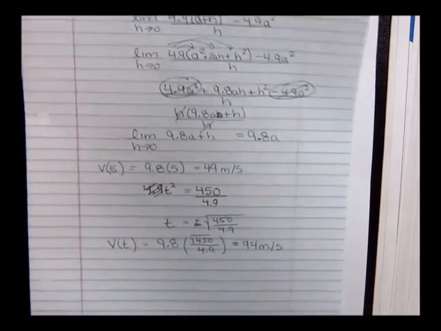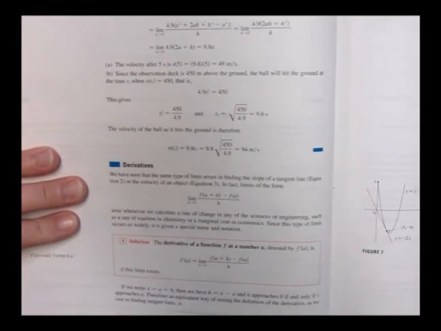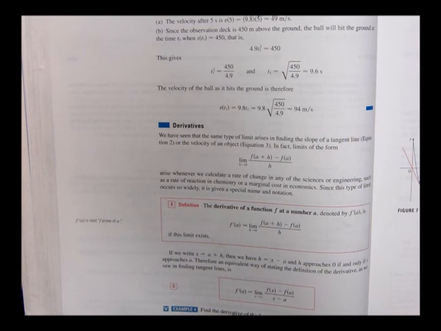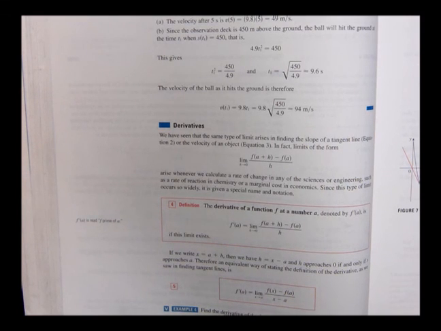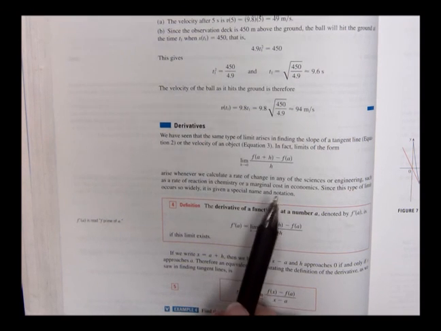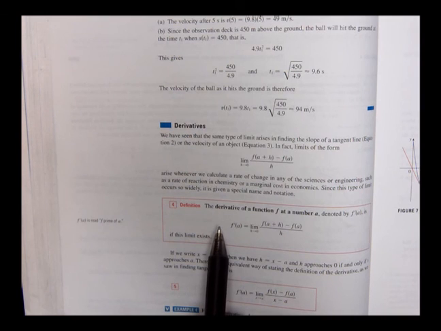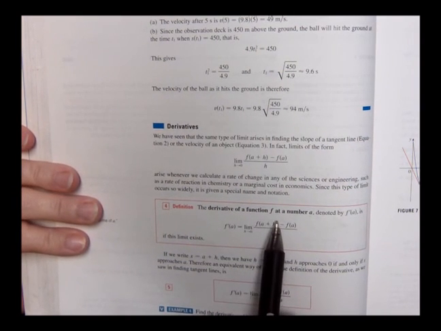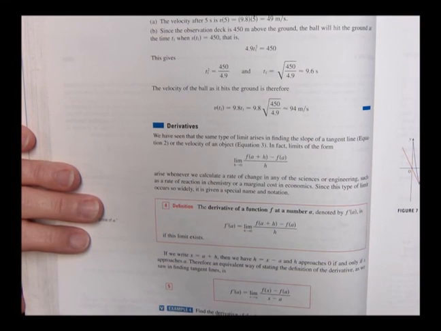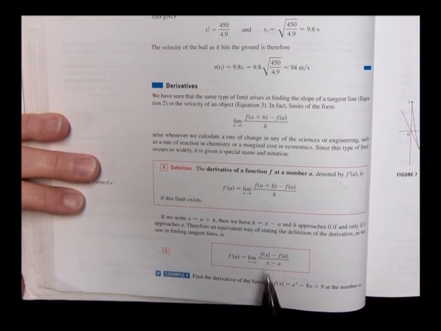Now, ta-da, we finally get to say welcome to derivatives. So this tells us that we've seen the slope of a tangent line and the limits and form of this, and we find out that the definition of a derivative of a function at the number a is in fact this formula. Likewise, if we have the value of a and we're approaching the value of a like I showed you in the example, this is also a definition of the derivative.